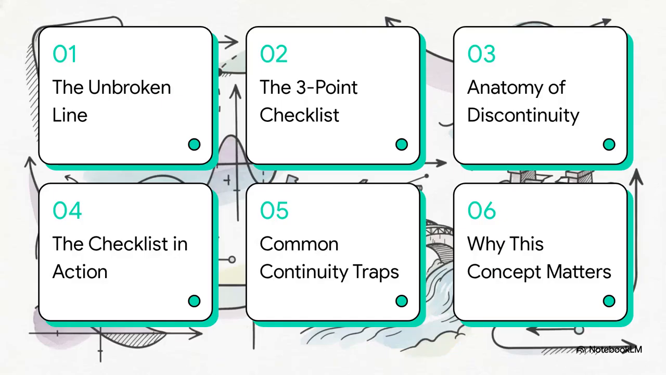So, here's our game plan. We'll start with that intuitive pencil test. Then we'll build a formal checklist. After that, we'll look at what happens when things go wrong, and then we'll put it all into practice with some real examples. We'll even cover the common traps students fall into, and, maybe most importantly, why this whole idea is such a huge deal.